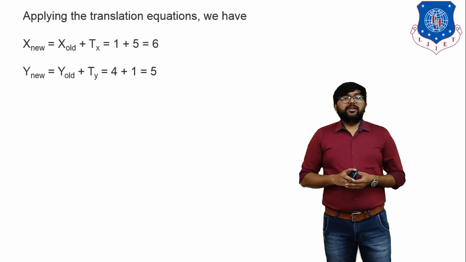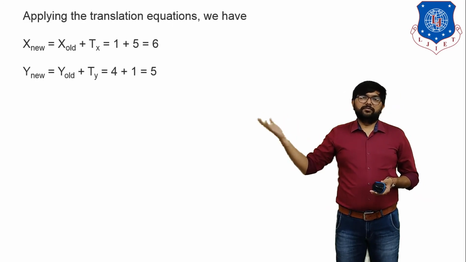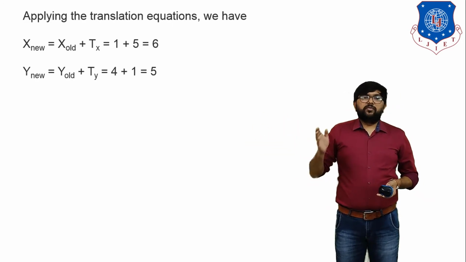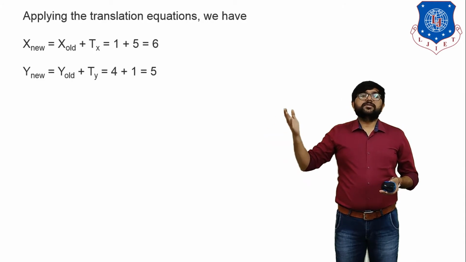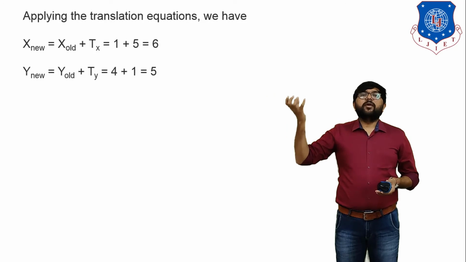Apply the translation equation. We have x new is equal to x old plus tx, which is 1 plus 5, equal to 6. Y new is equal to y old plus ty, which is 4 plus 1, equal to 5. Now the new coordinates of the point, O dash, are (6, 5).